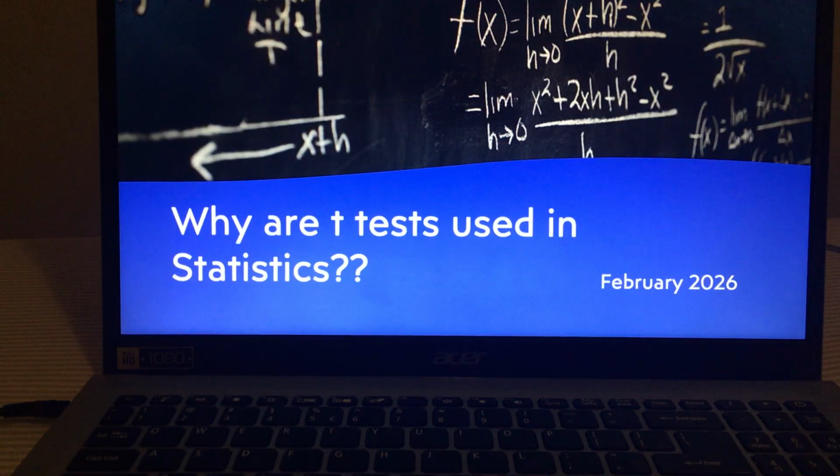All right, so we're going to get into chapter 9, and we're going to be talking about comparing two means. Just to remind you, we're using the free statistical software JASP, and so let's go.